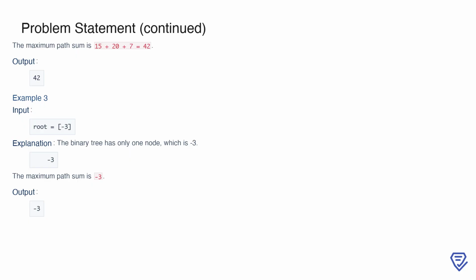In the third example, the binary tree contains only one node with the value -3. Since there are no other nodes to form a path, the maximum path sum is simply the value of the single node, which is -3.